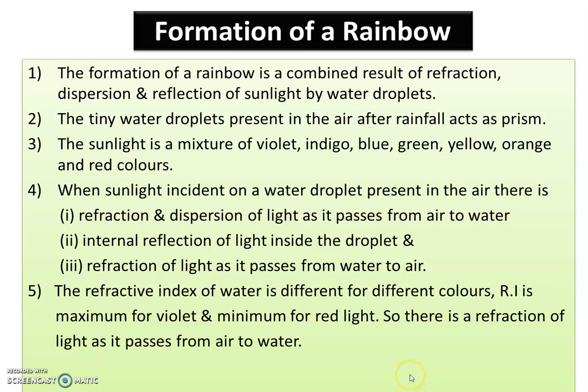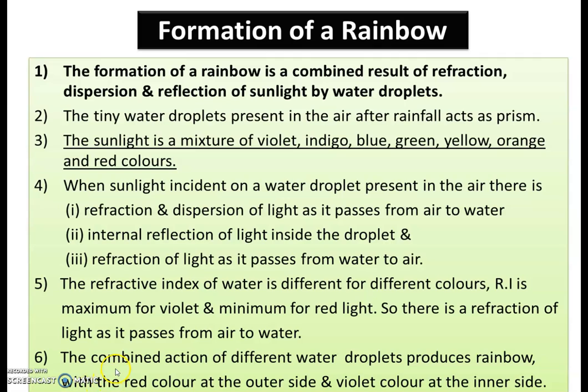Now, let us learn how the process takes place with the help of a diagram. The combined action of different water droplets produces a rainbow with the red color at the outer side and violet color at the inner side. Here we have to keep in mind one thing, that a large number of water droplets act as a large number of prisms, and due to the combined effect of these water droplets, the rainbow is formed in the sky.